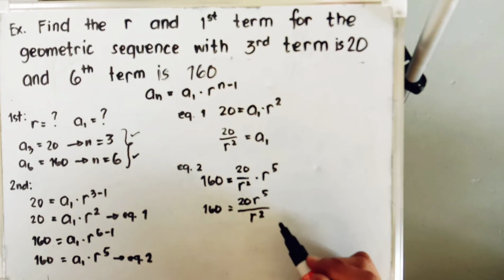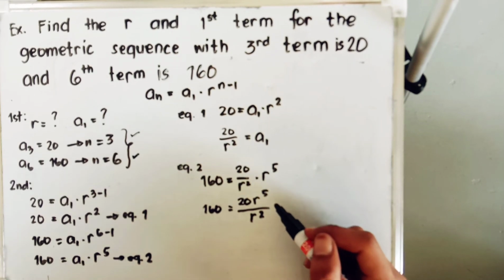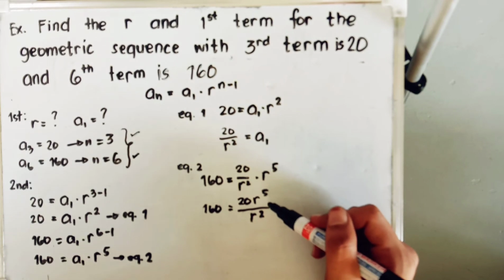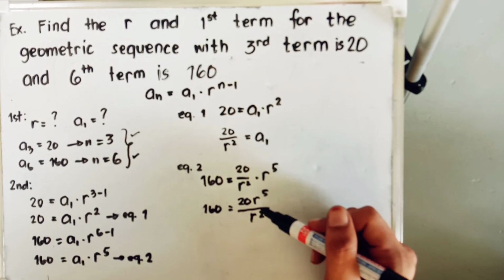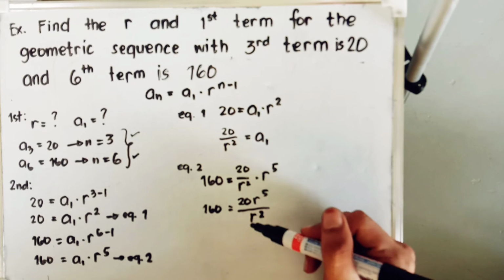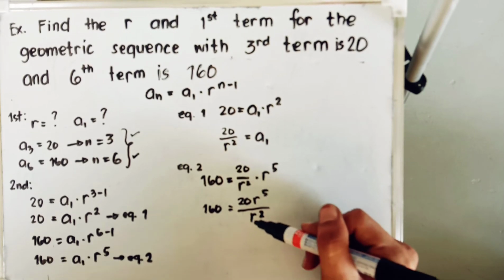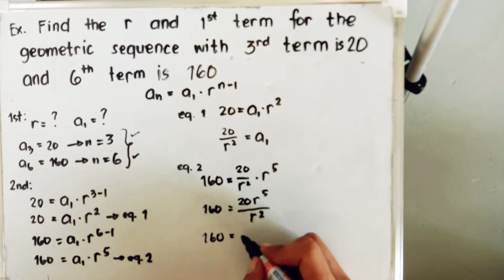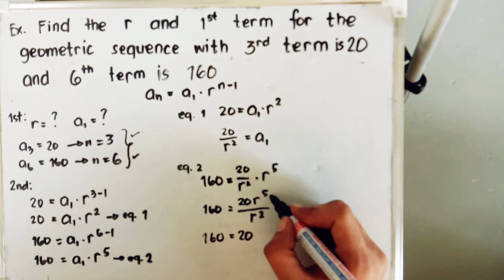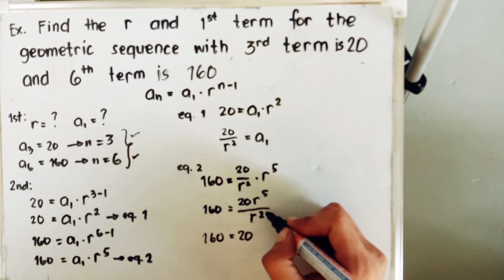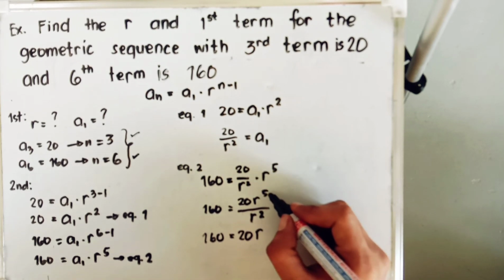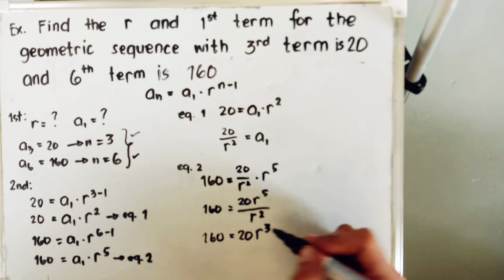As you have noticed, we are dividing variables having the same base but different exponents. Therefore, we can apply the quotient rule for exponents in order for us to simplify this given equation. So we have 160 is equal to 20 divided by 1 makes 20, and r to the power of 5 divided by r to the power of 2 is just equal to, copy your base r and subtract your exponents, 5 minus 2 makes 3.